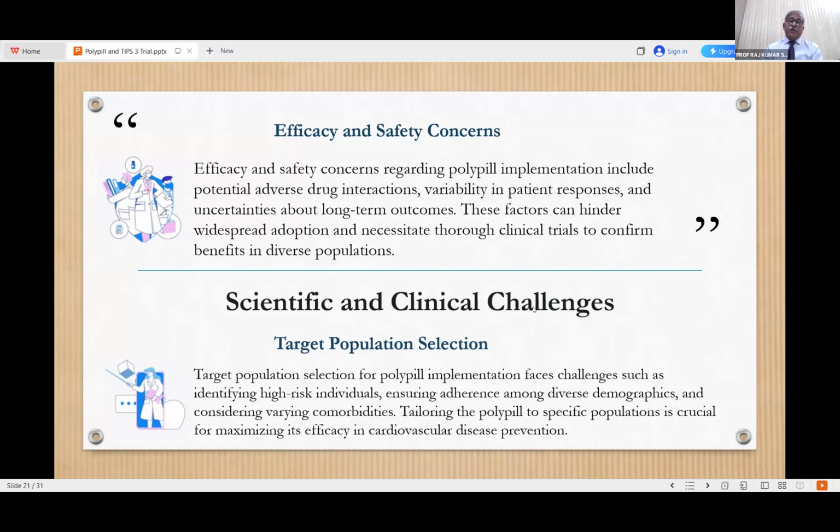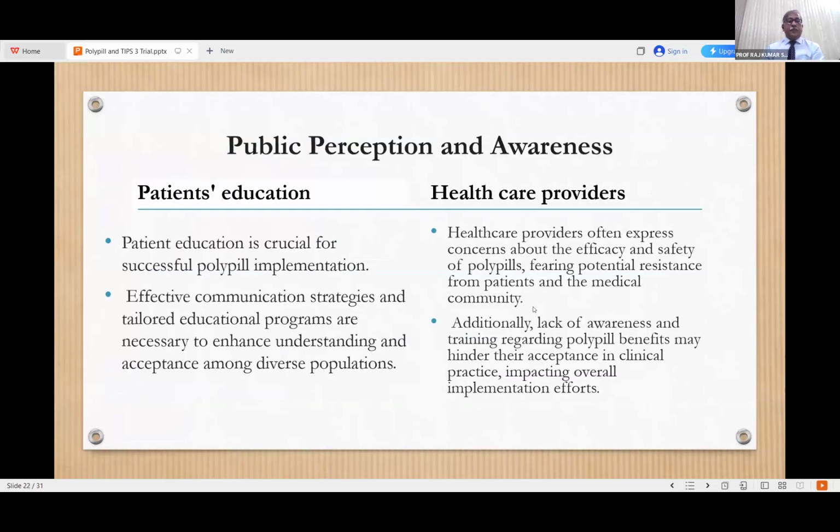And that is why, in our target population, we have scores like the INTERHEART score and the atherosclerotic cardiovascular disease score, so that we can easily judge who the people at high risk are. So patients' public perception and awareness is very important. Patients' education is crucial for successful polypill implementation.